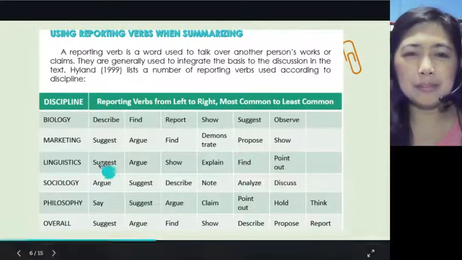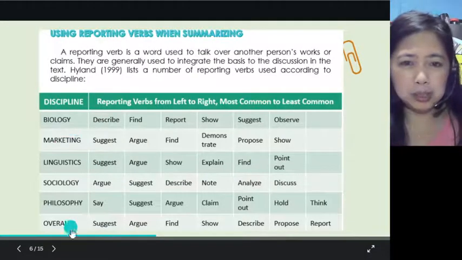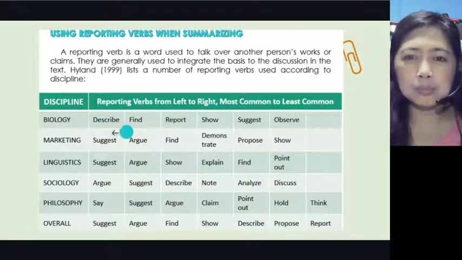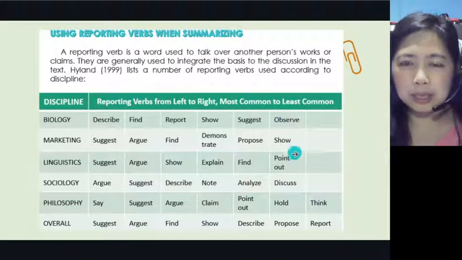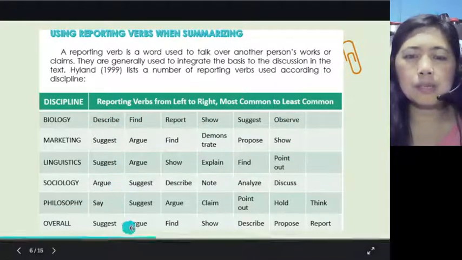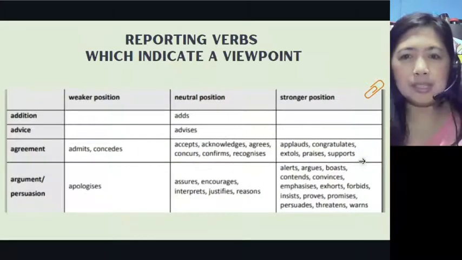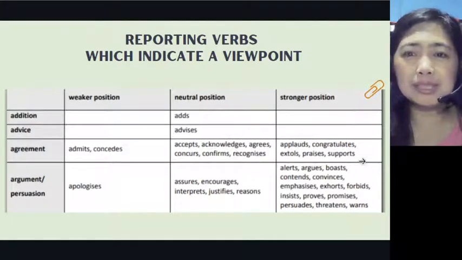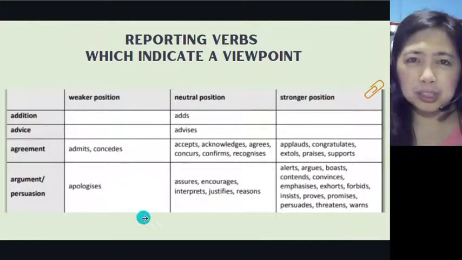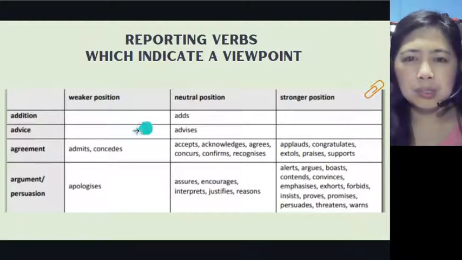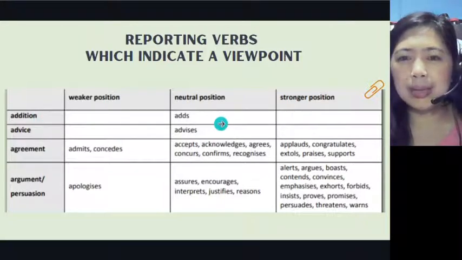Okay, so we have here some of the disciplines or the subjects. These are the reporting verbs. This is arranged from most common to the least common. So these are the most common verbs here, and there will be more verbs given to you. So, reporting verbs which indicate a viewpoint. Okay, here we have the weaker position on the left side, and to the right is the stronger position. So for addition, we only have the neutral position.